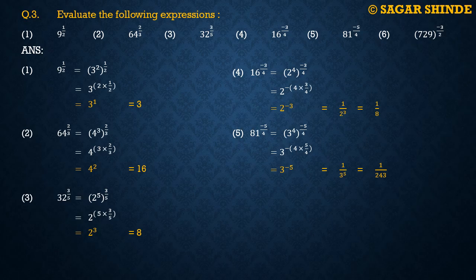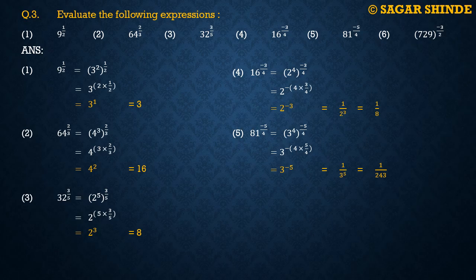Then if you want to convert this power into a positive one, that can be written as 1 upon 3 raised to 5. 3 raised to 5 is nothing but 243, so that is equal to 1 upon 243. This is the answer of the fifth question. Now I hope you have got the idea how to solve this. Now see the sixth question.